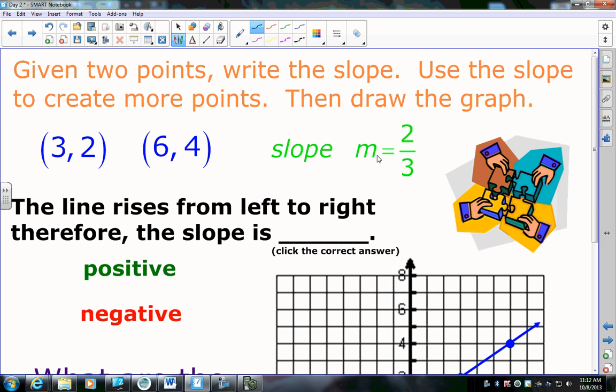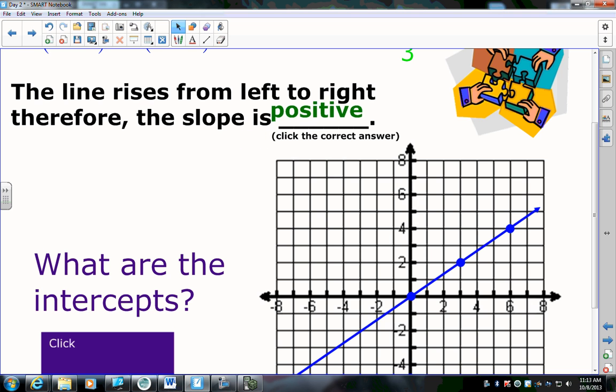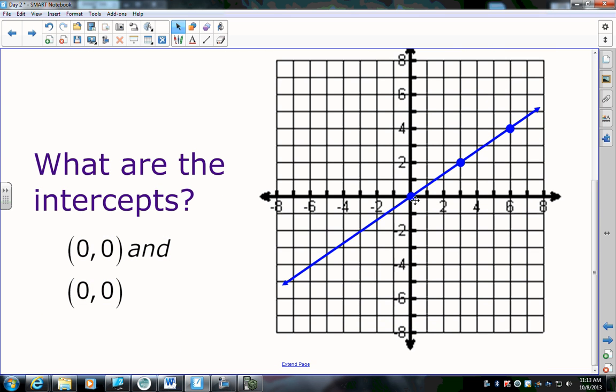Okay, so like here it says the slope is 2/3. And if you look at the line from left to right, it's rising. It's going up. So if it's rising, the slope is positive. Now, both of the intercepts are actually at 0, 0. The x-intercept and the y-intercept, they both cross here.